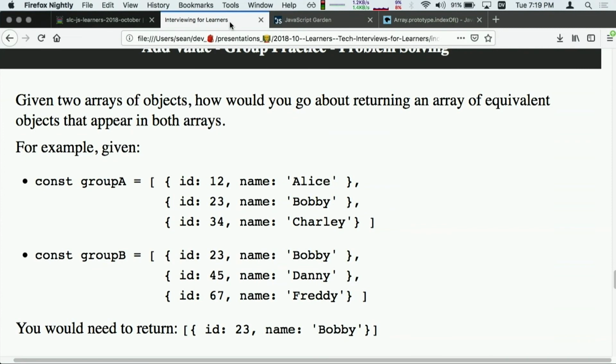So could you use object destructuring? Yes. And then you could actually access the ID and name and use those within a filter function? Yes, you should be able to.